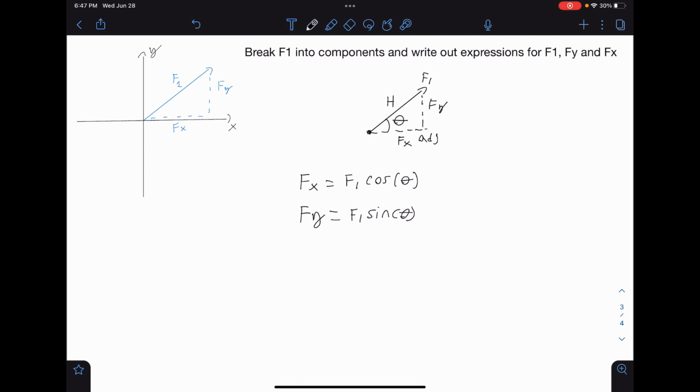Now, here's a bonus question. Write an expression for theta. How would you do that using these components? Well, you can do it many ways. We remember how we said you can just do the inverse cos, but you should remember that if you don't have F1, you can use these components. So the inverse tan of opposite over adjacent is theta. So theta is equal to tan inverse of opposite Fy over Fx.